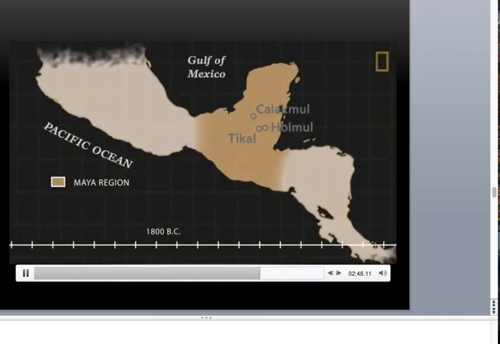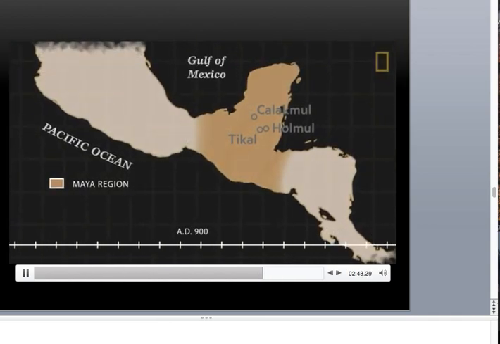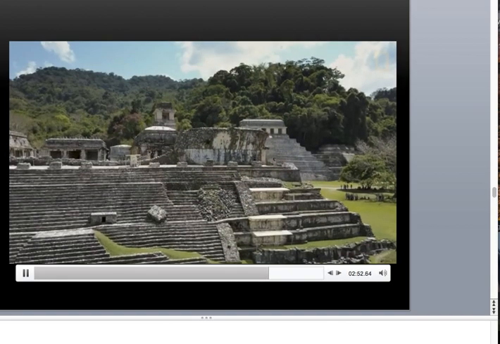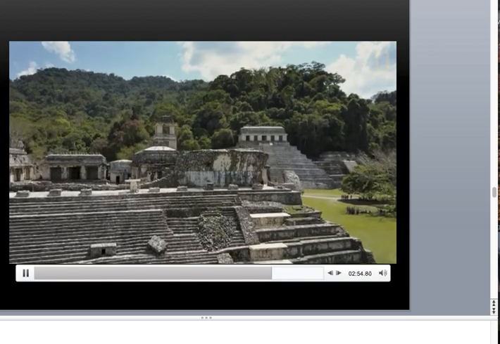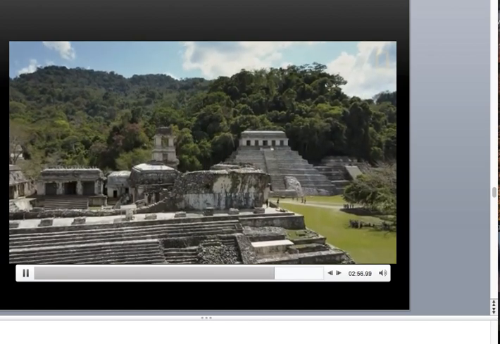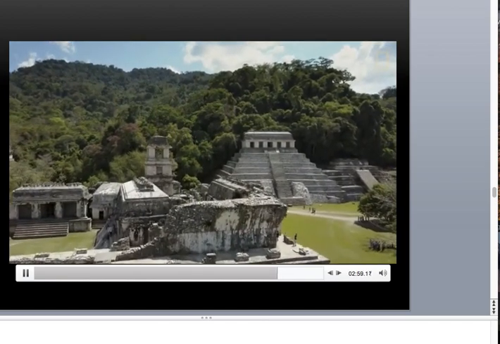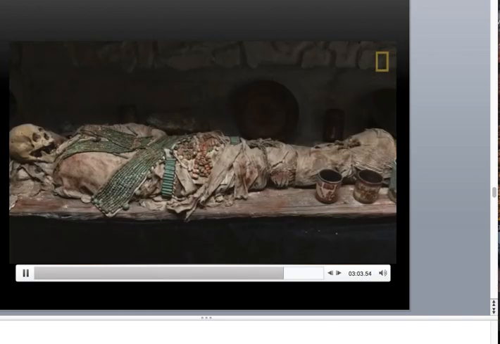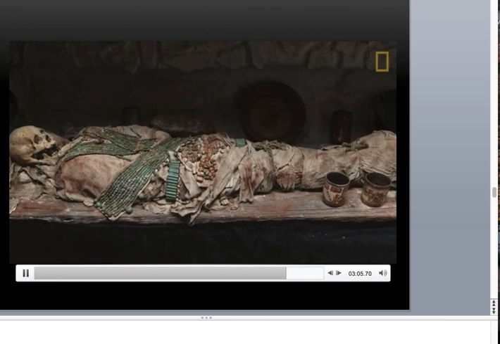Toward the end of the Classic period, around 900 AD, most Maya cities had collapsed. Among the theories are warfare, a volcanic eruption, and, perhaps most likely, drought. However, archaeologists still debate why, as new evidence continues to emerge.